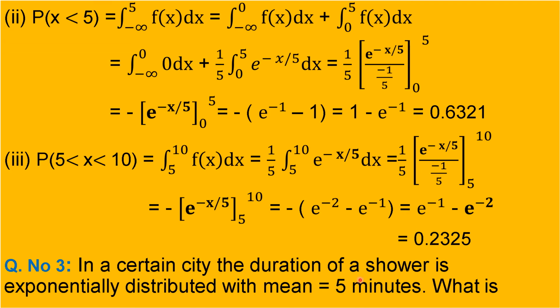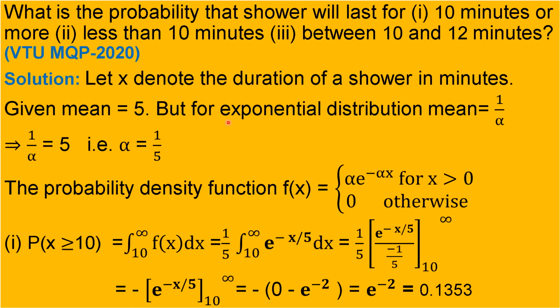In a certain city, the duration of a shower is exponentially distributed with the mean equal to 5 minutes. So we shall denote x as the duration of the shower in a city, which is an exponential random variable with the mean mu equal to 5. What is the probability that the shower will last for 10 minutes or more, less than 10 minutes, between 10 and 12 minutes? So we shall say x denotes the duration of the shower in minutes.